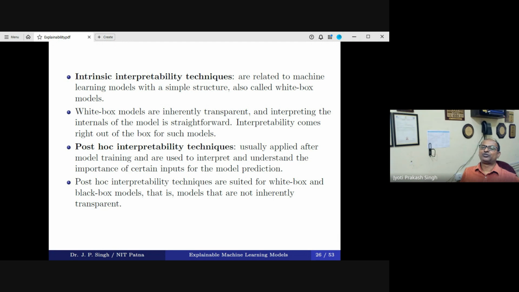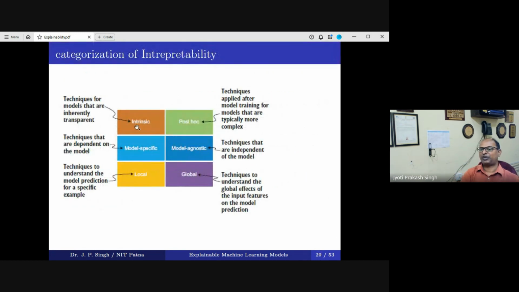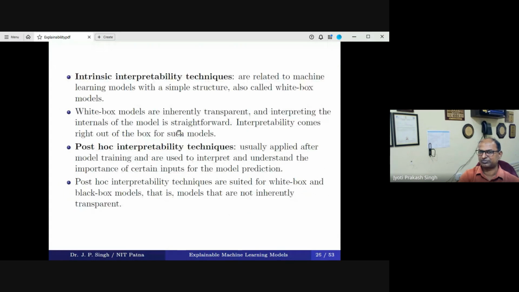When we talk about interpretability, there are in fact the models. Let me go to the next figure. Models can be classified as intrinsic interpretability models and post hoc interpretability techniques. Intrinsic interpretability techniques are those related to machine learning models with simple structures, also called white box models. This interpretability is inbuilt into the machine learning models.